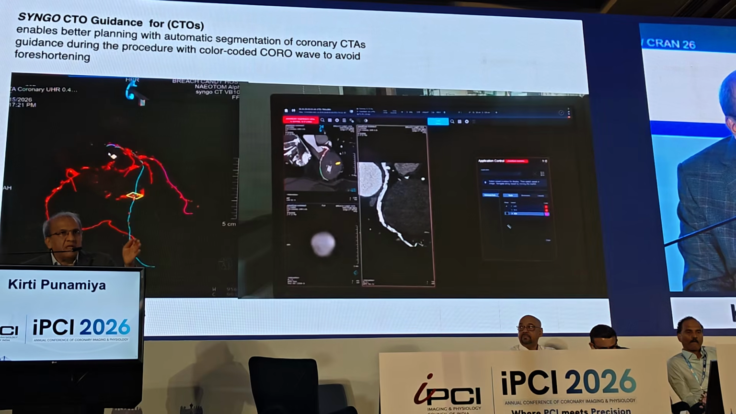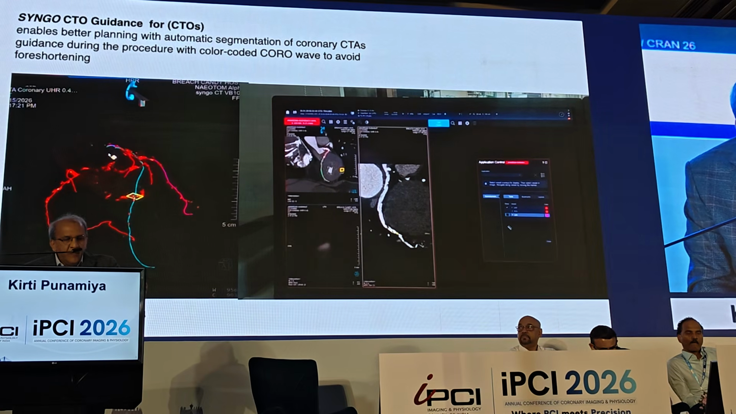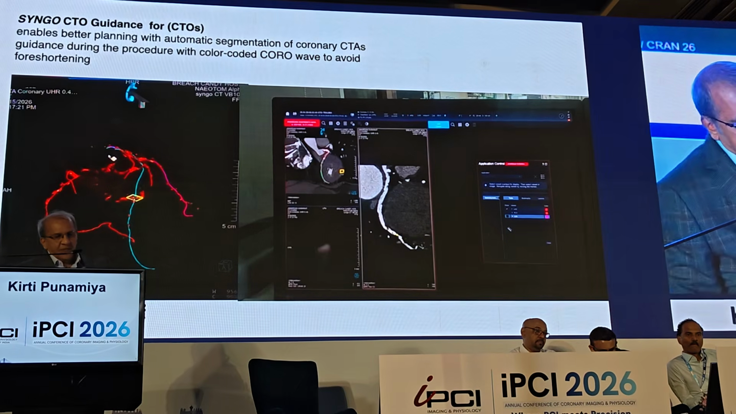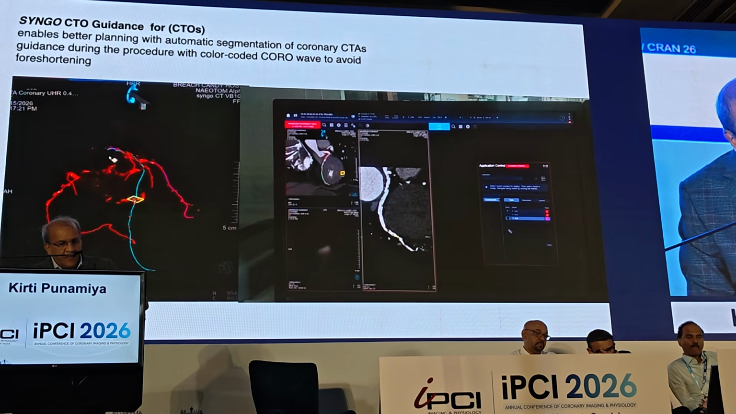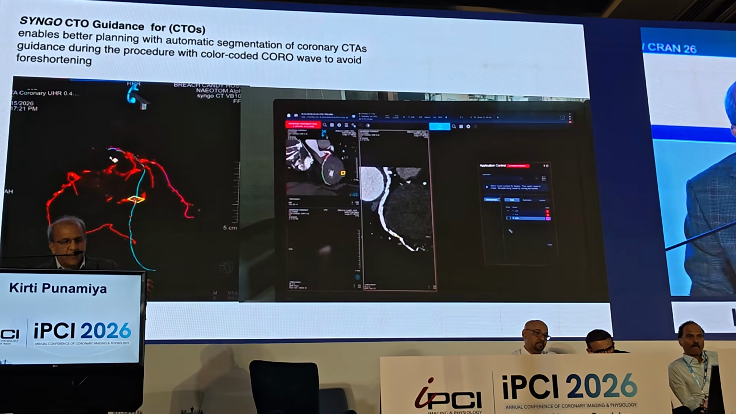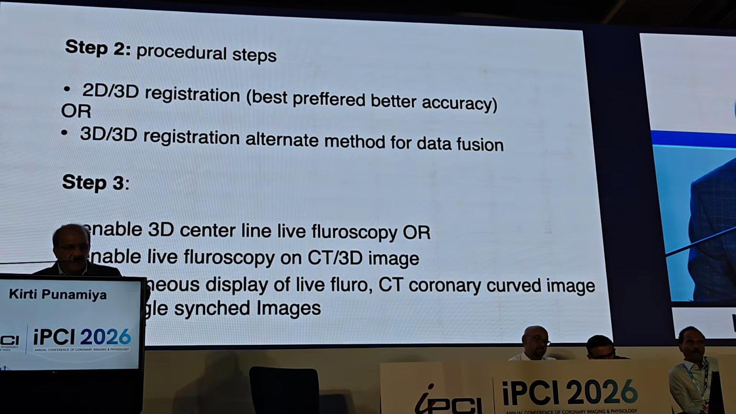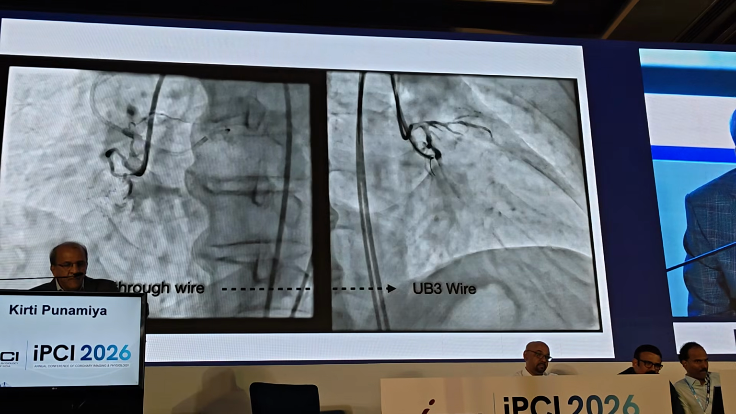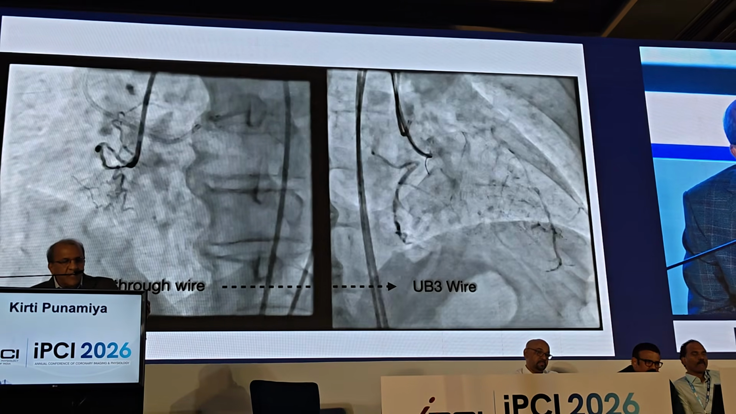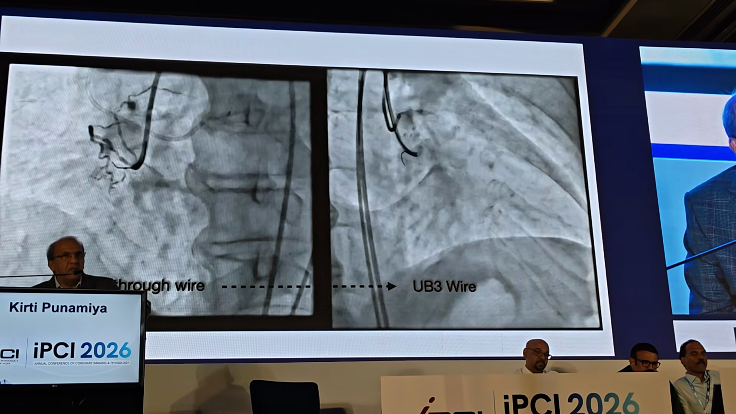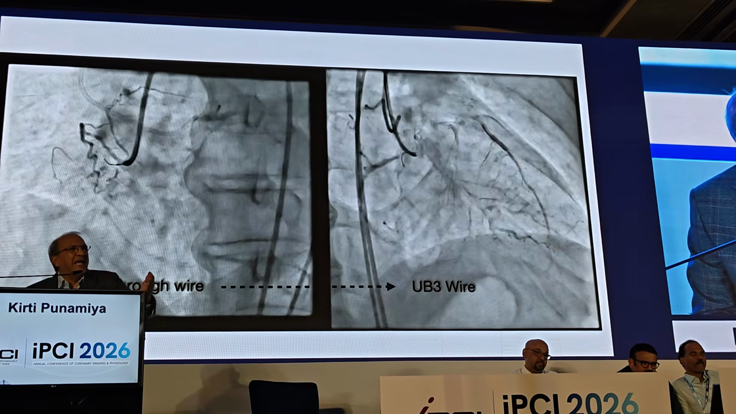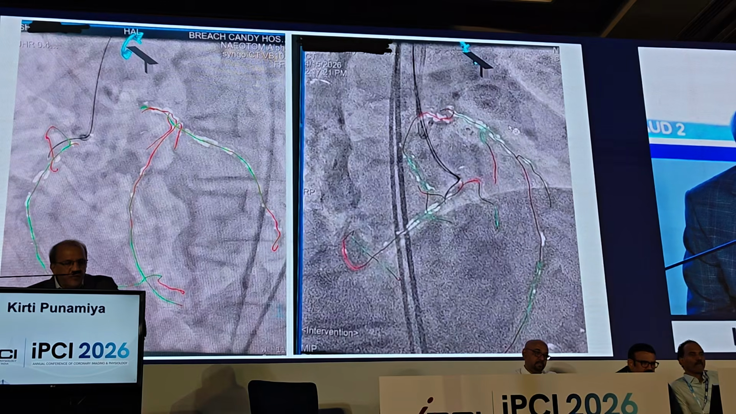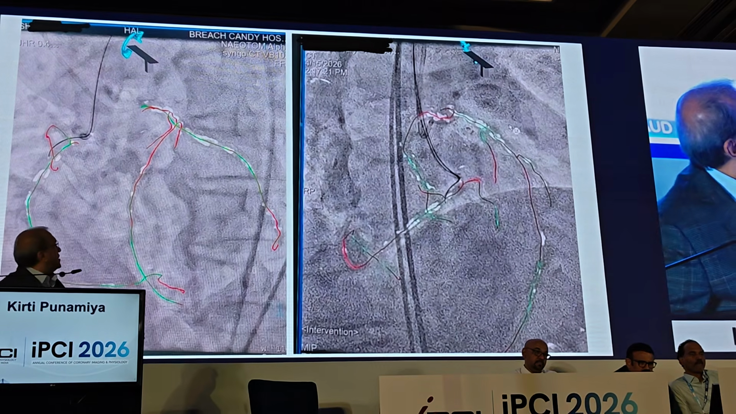Now this exercise brings you to an image like this, on which you visualize, and now you can see a line which is drawn, which becomes your roadmap to take this further. Of course, there are steps which you will follow. So having done that, we started off our case with a run-through wire, and this is just to engage into the right coronary artery and get a microcatheter there. We went to a UB3, and these are the images that you see.